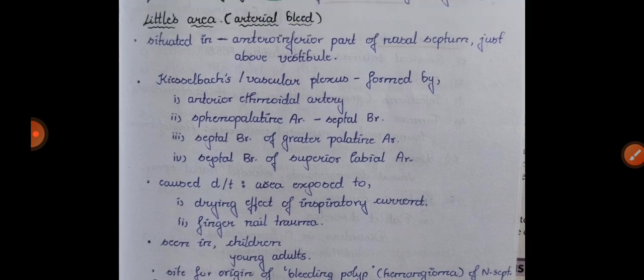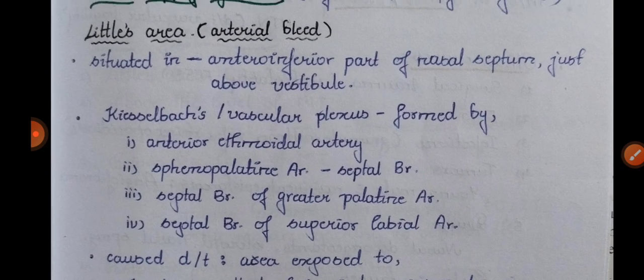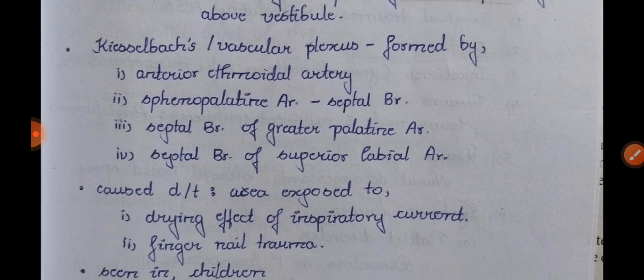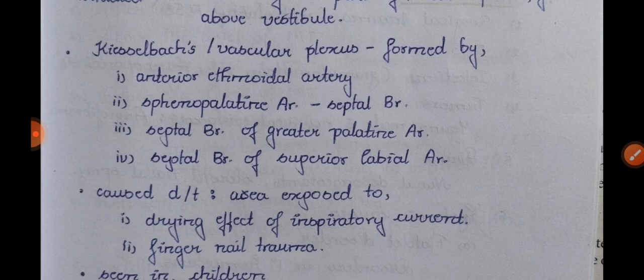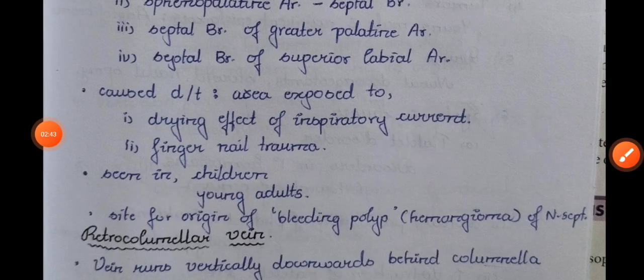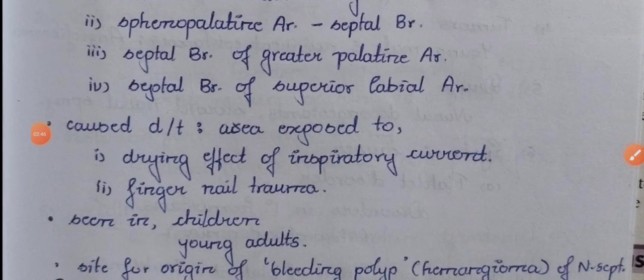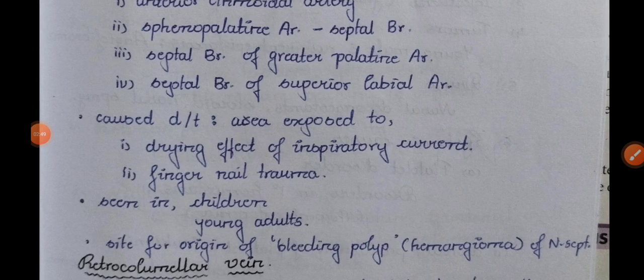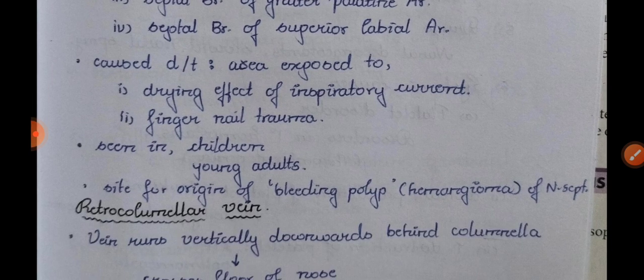Now we will read Little's area. It is a 3 marks question, situated in the anterior inferior part of the nasal septum, just above the vestibule. Little's area is also known as Kiesselbach's plexus. It is formed by the anterior ethmoidal artery, sphenopalatine artery, septal branch of greater palatine artery, and septal branch of superior labial artery. It is caused due to exposure to the drying effect of the inspiratory current, fingernail trauma seen in children and young adults, and it is a site of origin for bleeding polyp or hemangioma.